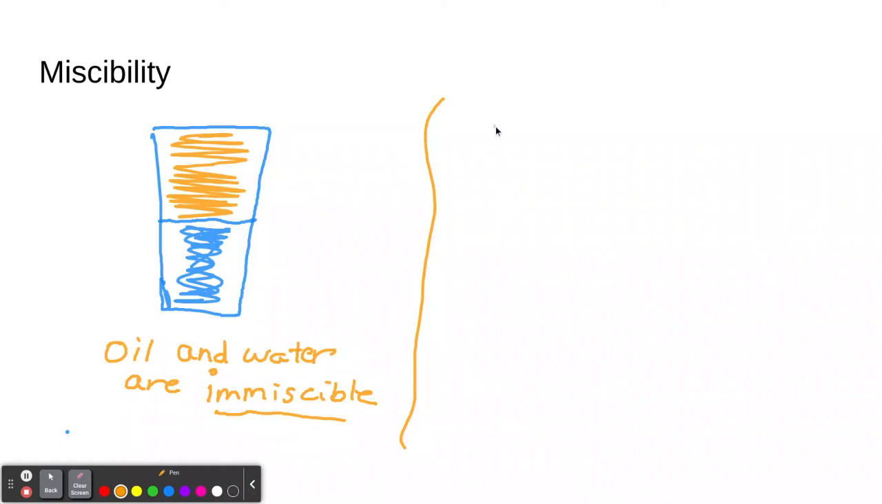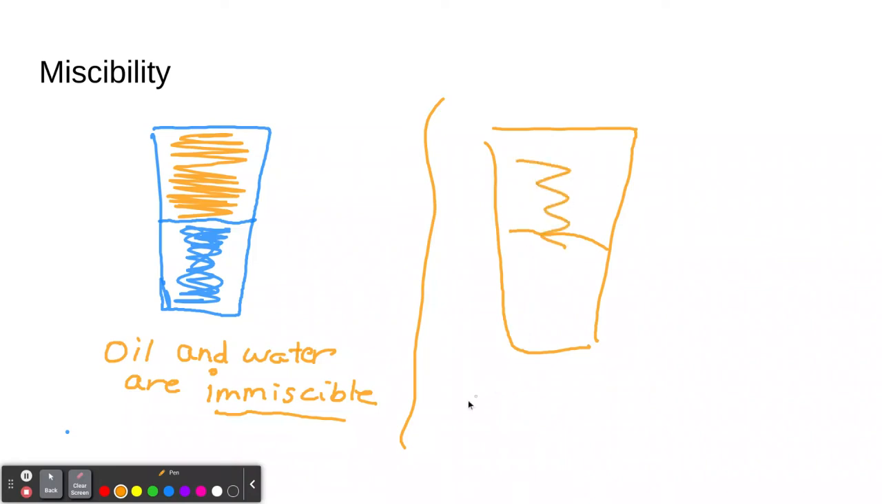Then again, if we made another glass here and we mixed water with alcohol, it would mix. So water and alcohol will mix together, and there is miscibility involved with water and alcohol because they will mix, but oil and water will not.